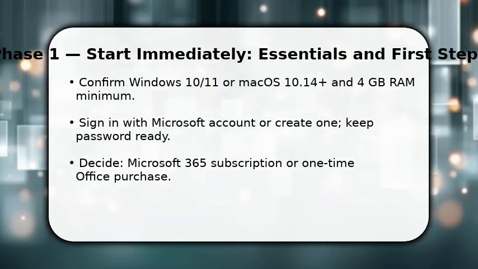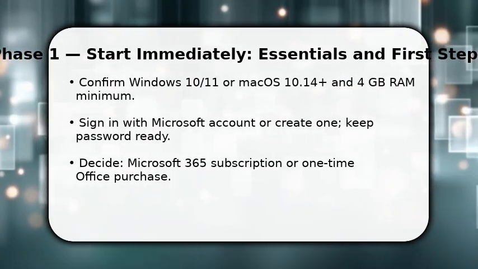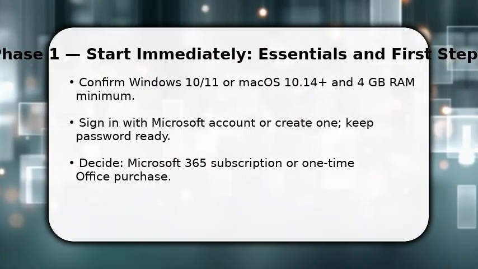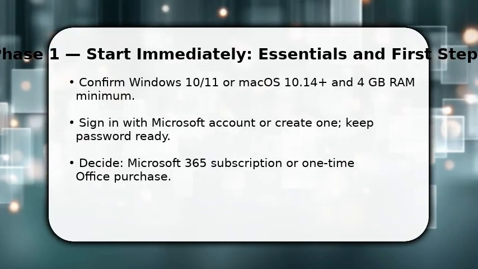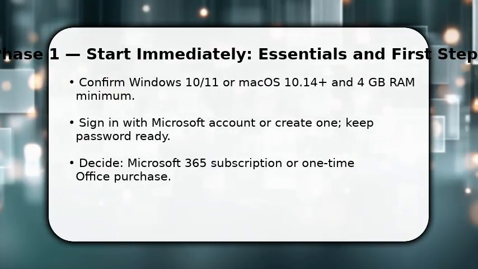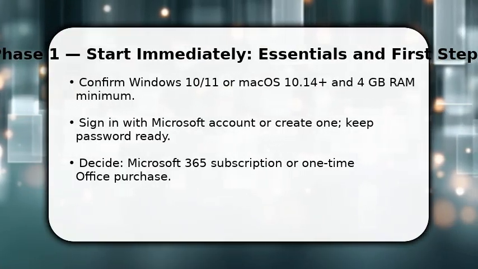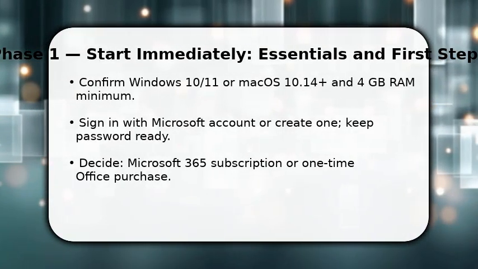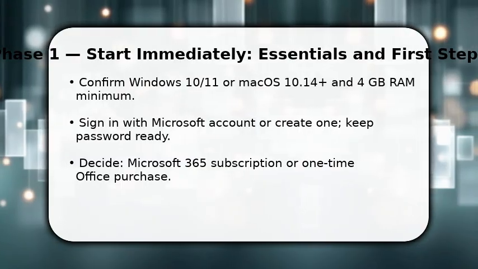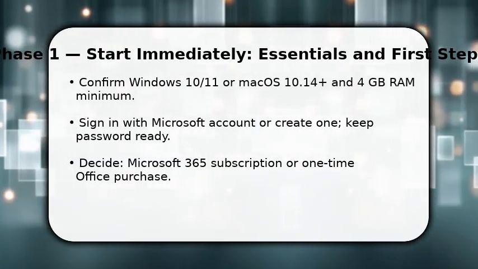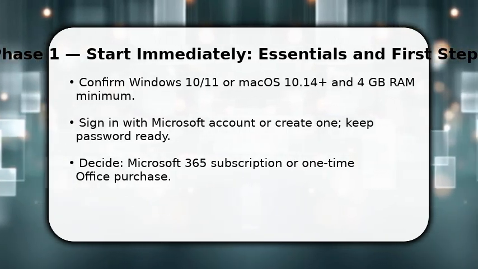You begin by getting prerequisites out of the way so installation is smooth. Confirm your system meets requirements and sign into the Microsoft account you will use. Once done, choose between Microsoft 365 subscription or a one-time Office license. This affects activation and updates. Make sure payment or license key is available before continuing, because activation is required immediately after install. You'll avoid interruptions in updates and syncing when you complete these initial steps now.